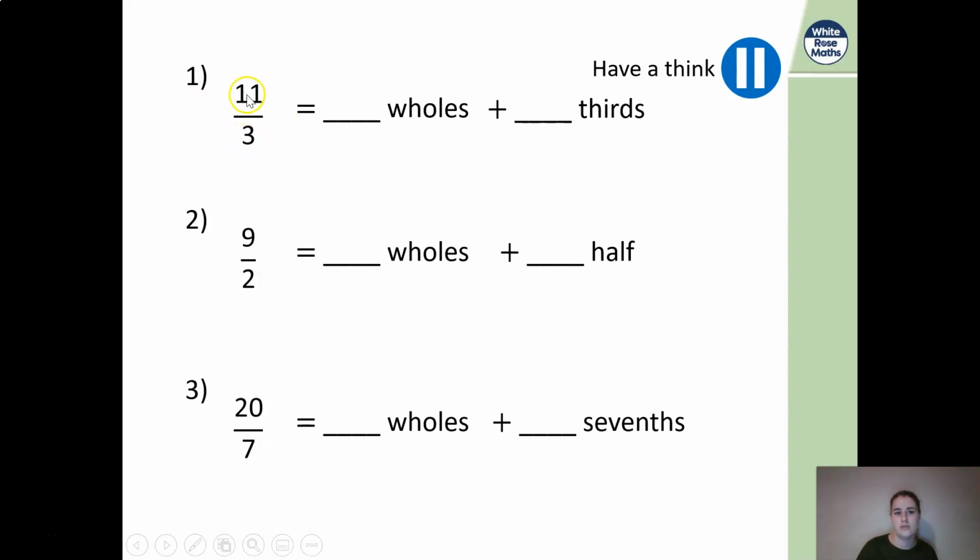Think about, well, how many 3s are in 11? Do we do 3, 6, 9? Okay, we can't go any further than that. So now it's got to be 3 wholes. Then you think, well, what's the remainder? So think about the wholes and remainders that we've been doing for our division beforehand, and that will help you.